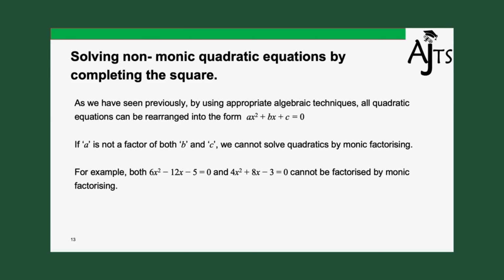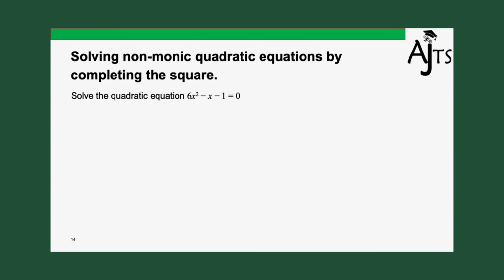For example, the equations 6x squared minus 12x minus 5 equals 0 and 4x squared plus 8x minus 3 equals 0 cannot be factorized using monic factorization. In situations like these, completing the square provides a systematic method to rewrite the quadratic into a perfect square form, allowing the equation to be solved accurately and consistently.